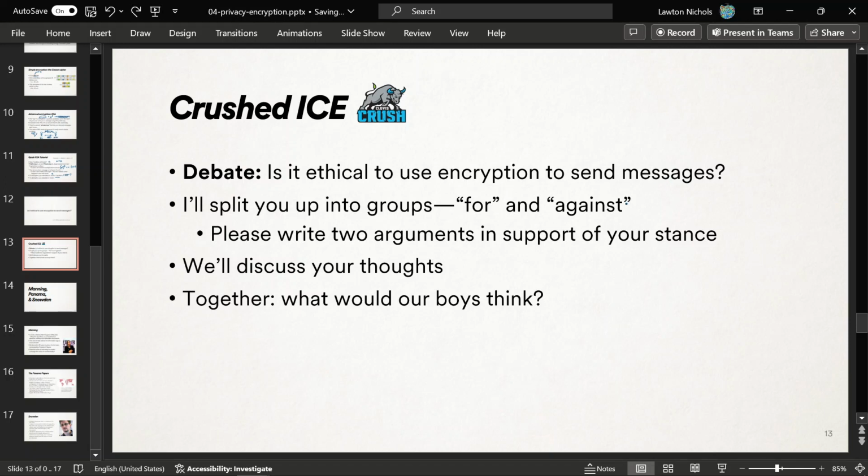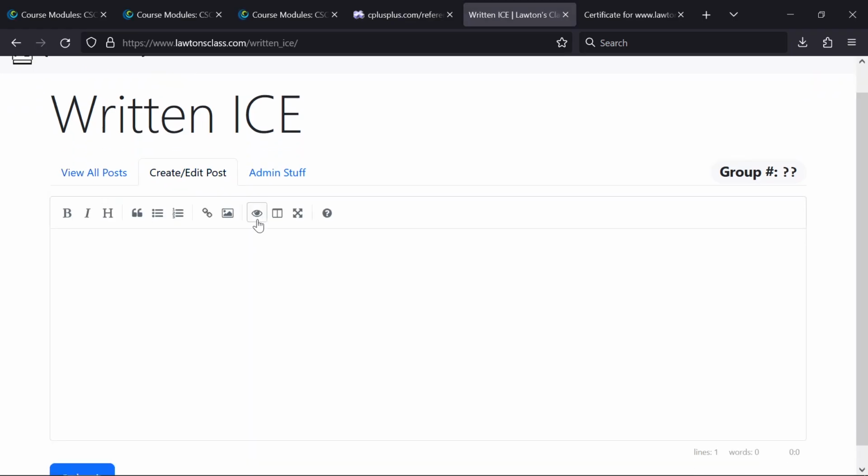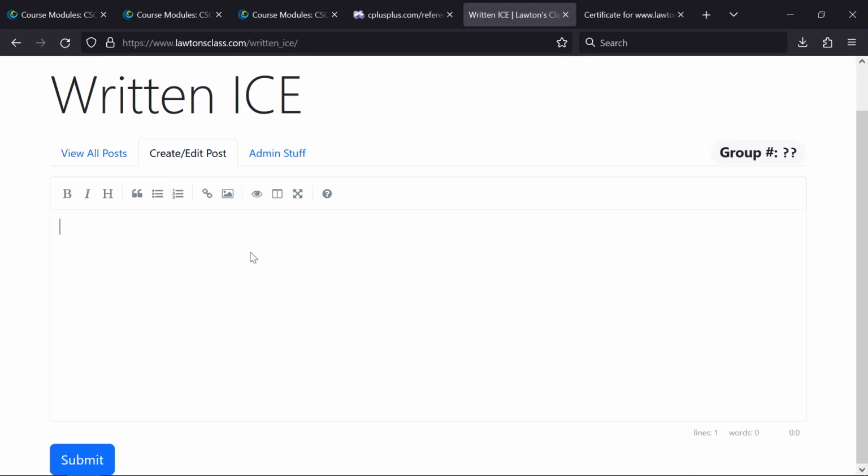And here I am going to split you into groups again. You know how to do this now. If you just pick your leader, somebody press submit with a blank post, and then you'll get a group number.